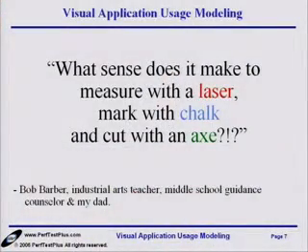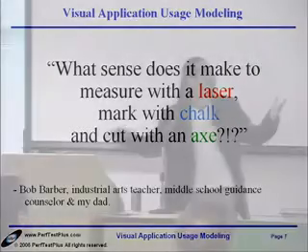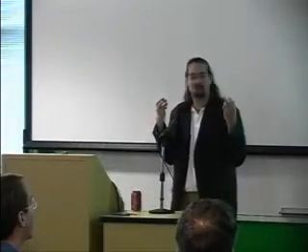So with the rigorous models, I fall back on a quote from my father, who was an industrial arts teacher, became a middle school guidance counselor. That only happens in New Jersey, folks. He says, what sense does it make to measure with a laser, mark with chalk, and cut with an axe? So how accurately do we have to apply models when we don't know how the users are going to use it anyway? The models might be perfect, but they might be modeling something completely unrealistic compared to how users are going to actually apply our systems.